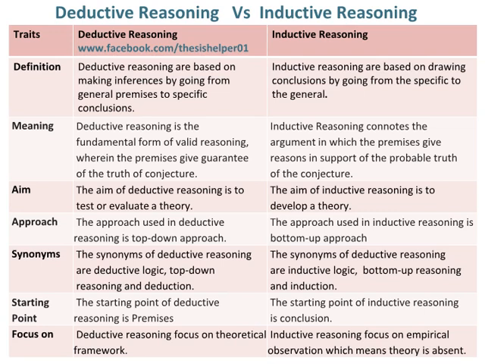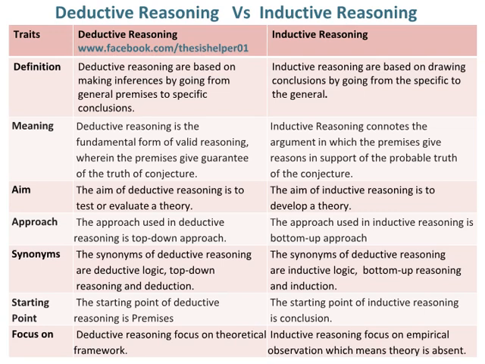The approach used in deductive reasoning is the top-down approach, whereas the approach used in inductive reasoning is the bottom-up approach. The synonyms of deductive reasoning are deductive logic, top-down reasoning and deduction. Whereas the synonyms of inductive reasoning are inductive logic, bottom-up reasoning and induction.